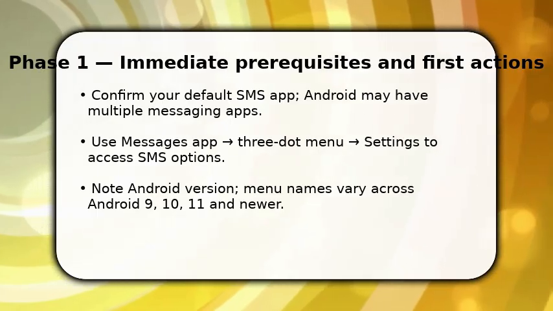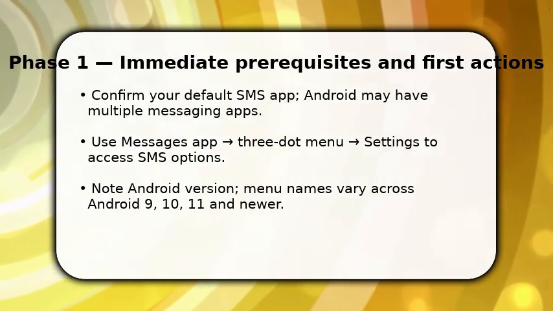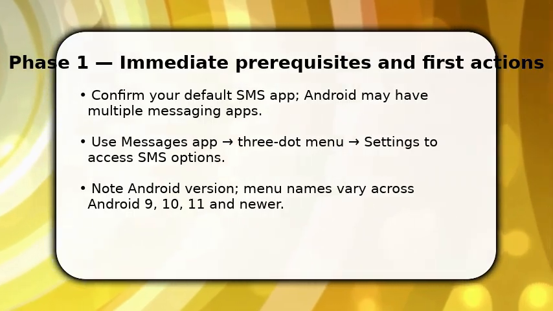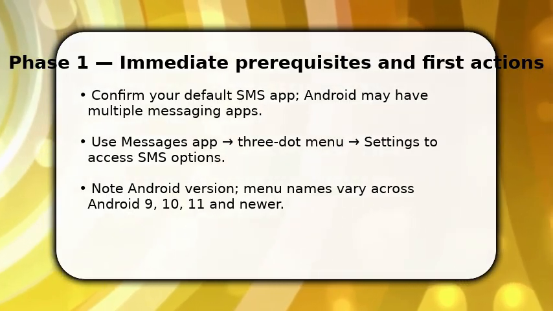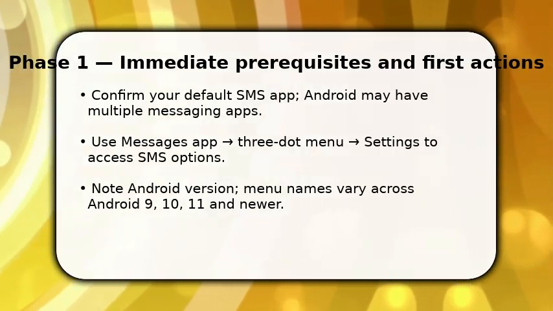You start by opening your messaging app and going straight to the three-dot menu, tap Settings. Once there, confirm this app is the default SMS handler so changes take effect. Make sure you note your Android version because settings labels differ. This helps you follow later steps without guessing.